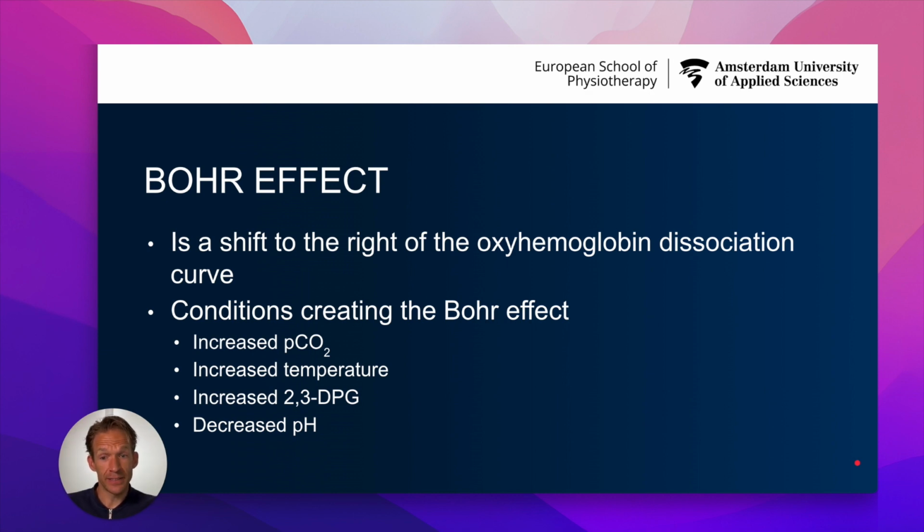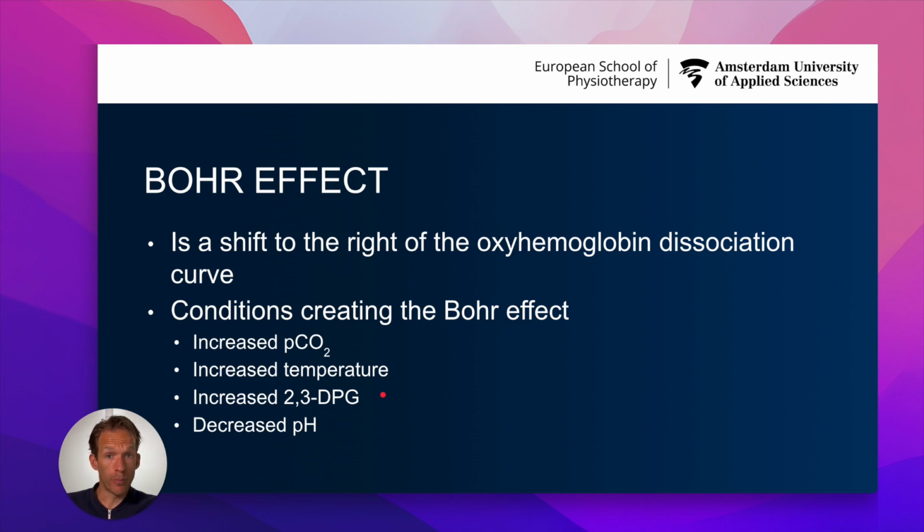and the factors that are triggering this Bohr effect are the ones that you can see right here. So an increased pCO2 will actually cause a right shift of the saturation curve. In the next slide, you can see quite clearly per factor what the impact will be on the actual saturation level. But an increase in pCO2, an increase in temperature, an increase in 2,3-DPG, and a decrease in pH level, which is actually an increase in acidity.